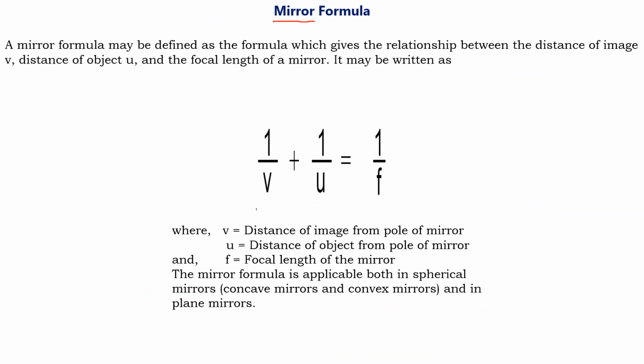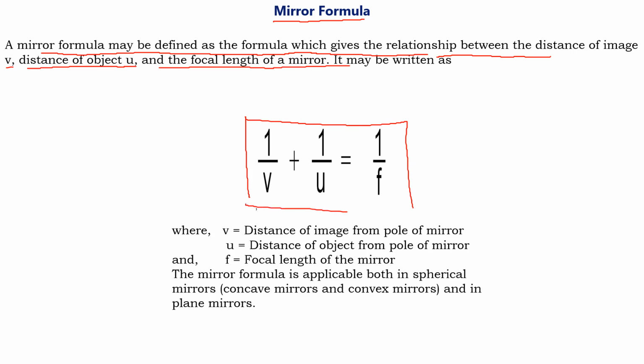Now we have a mirror formula. This mirror formula is defined as the formula which gives the relationship between the distance of image V, the distance of object U, and the focal length of the mirror. It is written as 1 by V plus 1 by U equals to 1 by F.